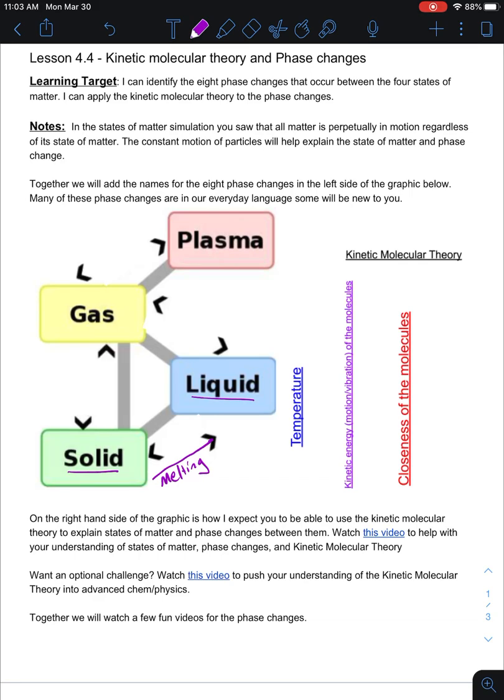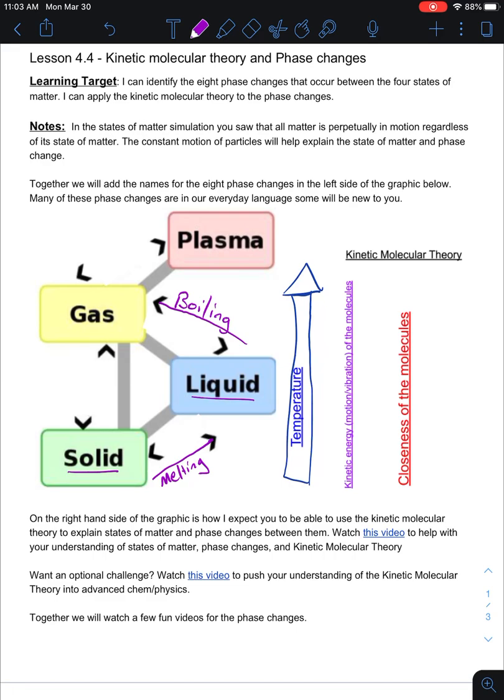Let's keep going up. If you were to increase the temperature, as you're going up this line, as temperature increases, that liquid water you put in a pan and you put it on the stove. That liquid water will turn to a gas as it boils. Boils or boiling. You can also use the more scientific word here called vaporization.